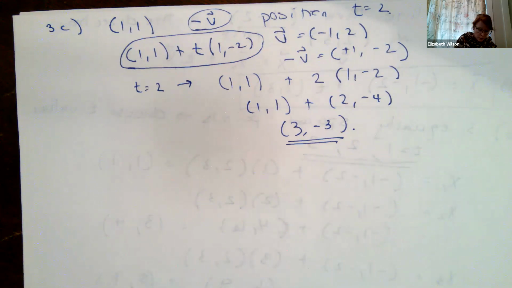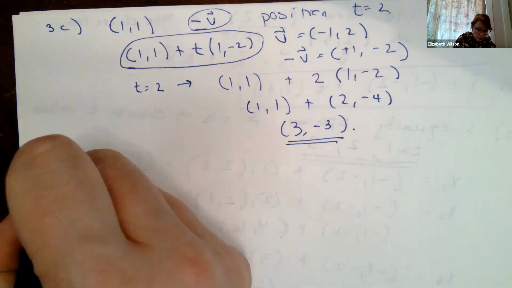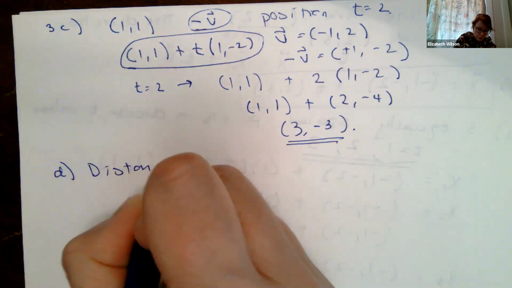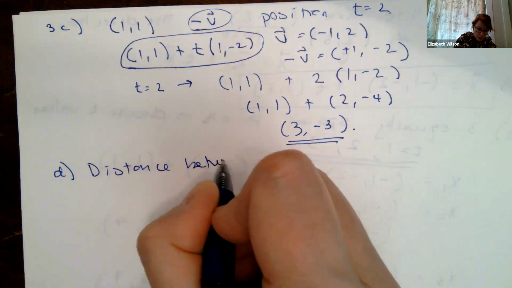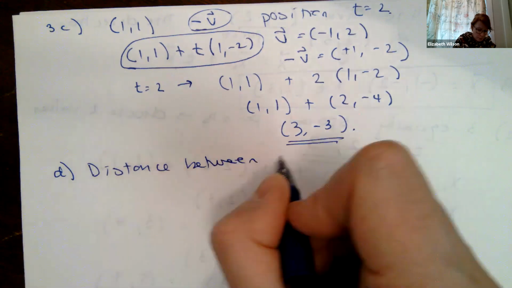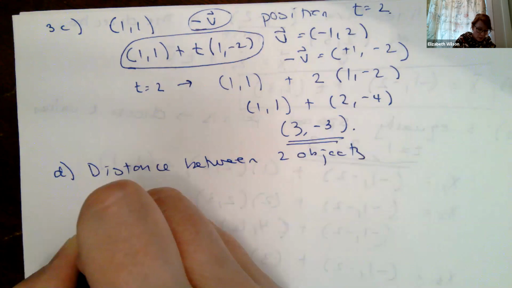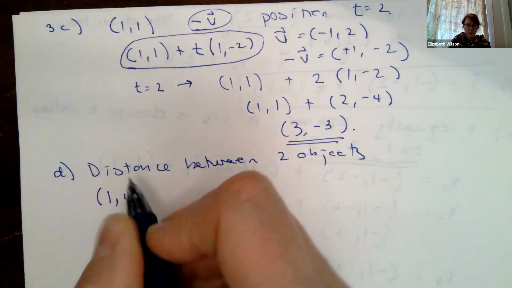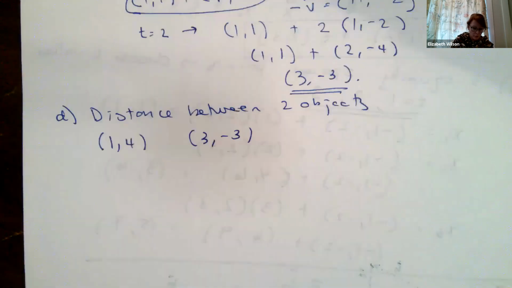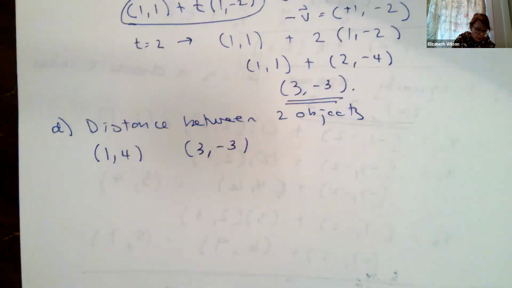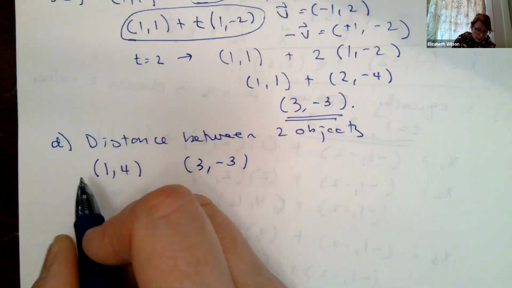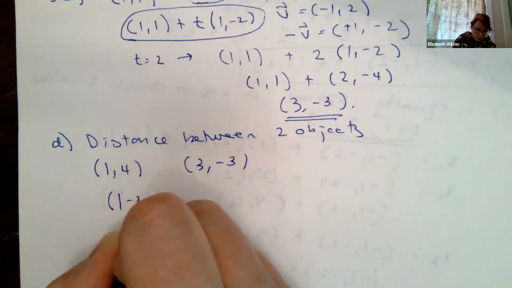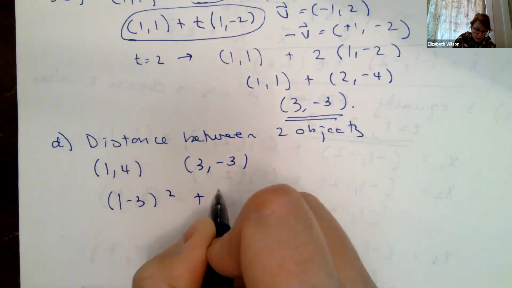Okay, I'm going to do part D really quick. So D says, what's the distance between them? Between the two objects. Remember, our object 1 ended up being at position (1, 4), and our object 2 is at position (3, -3). So I'm going to use my distance formula, which is a glorified Pythagorean theorem. Which means I'm going to take the difference between 1 and 3, so (1 - 3) squared, or (4 - (-3)) squared.